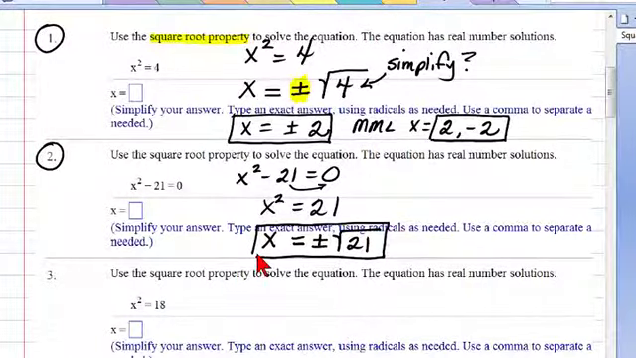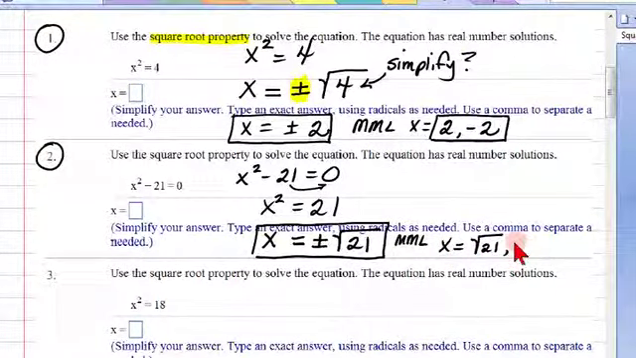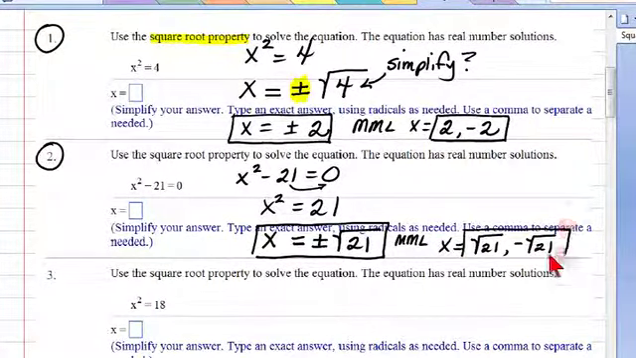My math lab would want x is equal to the square root of 21, comma, the negative square root of 21. Okay, so sometimes you have a perfect square, you take the square root and you get rational answers. Sometimes you have a square root that you can't even simplify and you just leave it. All right, let's look at number 3.